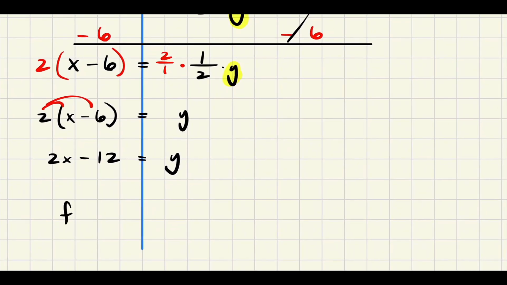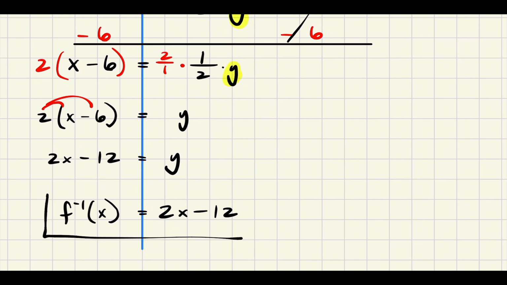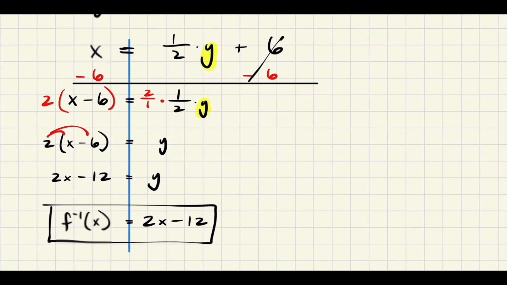Okay, let's flip it around. y equals 2x minus 12. Done. So instead of dividing by fractions, multiply by the reciprocal. Okay, that'll help you out.